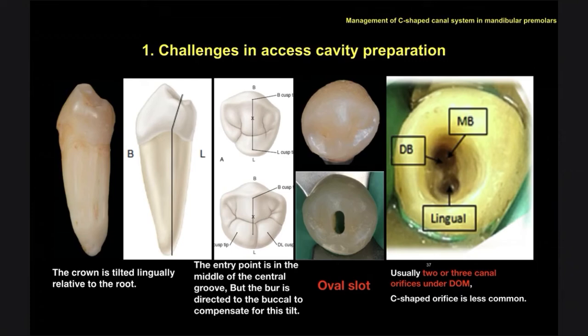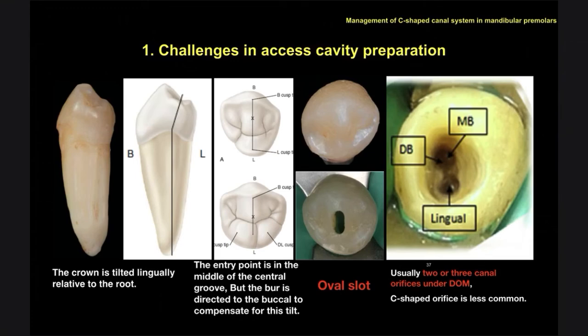The first part is the challenges in the access cavity preparation. As we know from this slide, from the left side, we can see the mandibular premolars. The crown is tilted lingually relative to the root. So the crown and the root are not straight, it's tilted. So when we do the access cavity preparation, the entry point should be in the middle of the central groove, but the bur should be adjusted to the buccal side to compensate for this tilt. And the access cavity shape should be an oval slot.